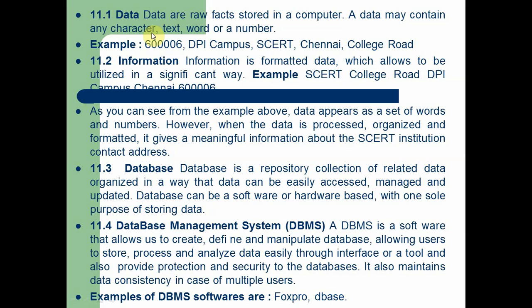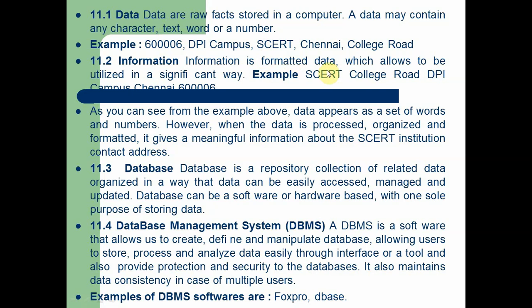For example, if you take this database, 600006 is the pin code of the Chennai area. If you change it to 635802, then there is no relationship between this pin code and Chennai, because 635802 is the pin code of Ambur. When you change this pin code, there is no relationship between this data, and when you process this unrelated data, we get only false information.